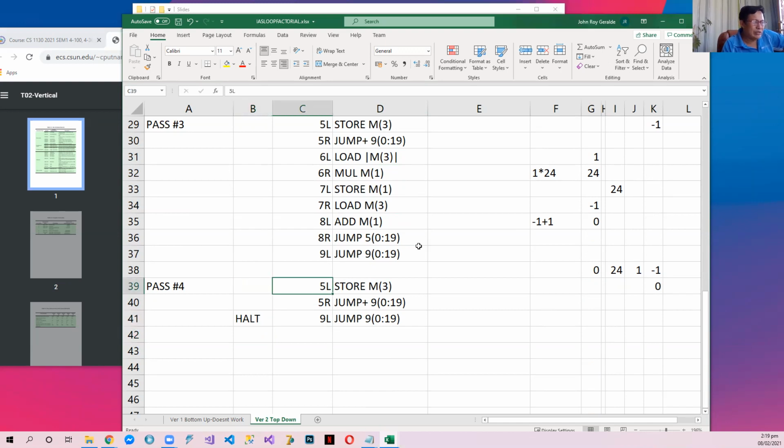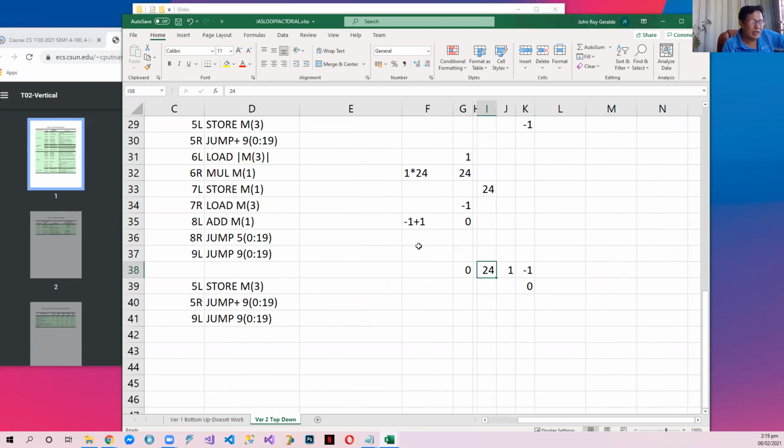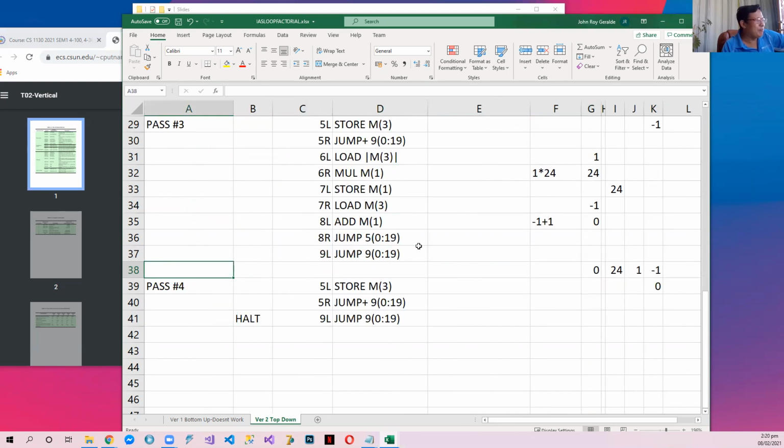We have the final answer, which is 24. Do you follow? Any questions so far? So we have solved the problem using a different logic.